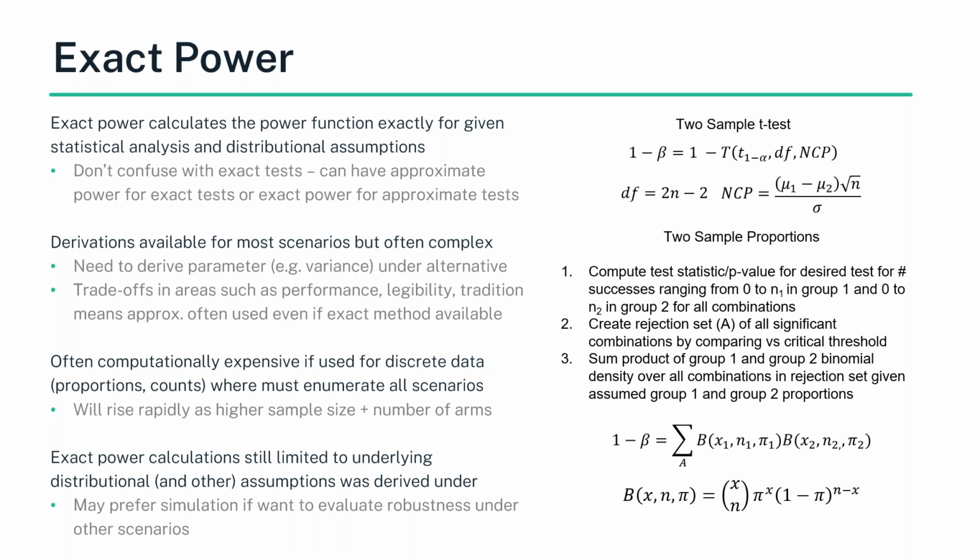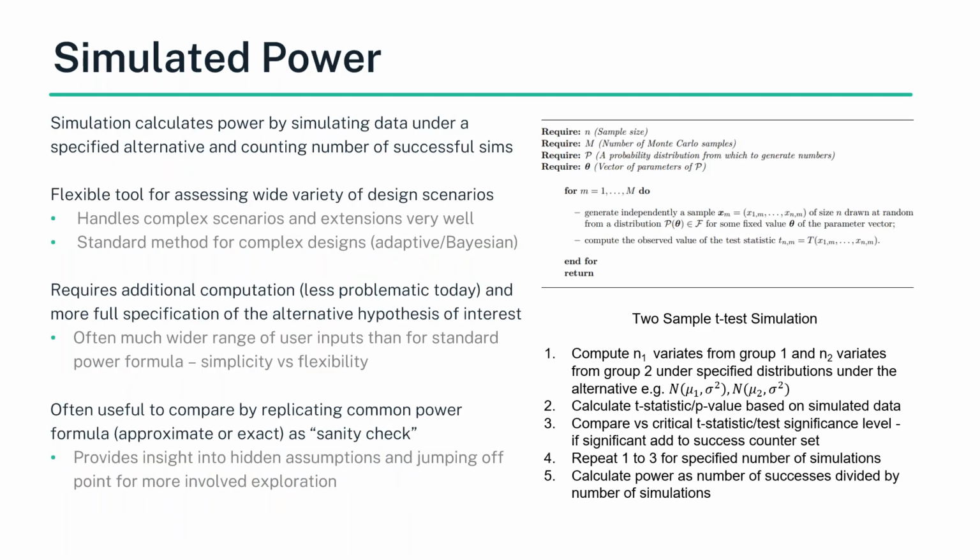So, exact power calculations are still limited to your underlying distributional assumptions. For the two sample t-test, for this derivation we're assuming our data is coming from two normally distributed groups which are independent, with IID sampling and all that kind of stuff, and proportions is still making all the assumptions required there. But you may then want to consider simulation. The exact calculation might be available for a very specific scenario, but maybe there are other scenarios which aren't covered by the exact calculation that you might want to evaluate the empirical power under. So simulation is probably the most flexible, but also the most complex, right?